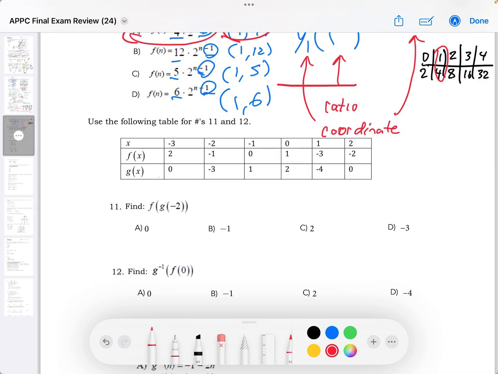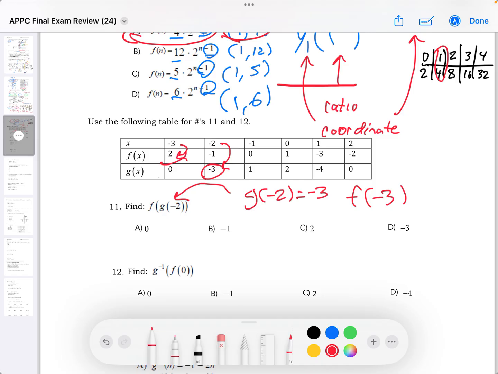Number 11, be careful on this. This was the one that did have a typo originally. So keep in mind, if I'm doing a function composition, I'm going g of -2. So I go negative 2. My g of x value is going to be negative 3. So g of negative 2 equals negative 3. And then I'm solving for f of negative 3. I go to negative 3.